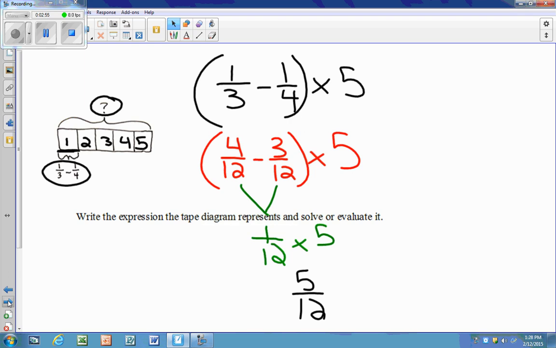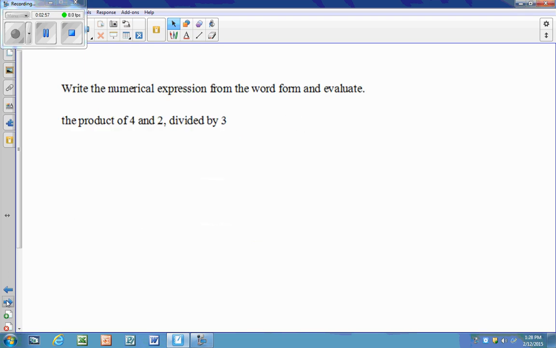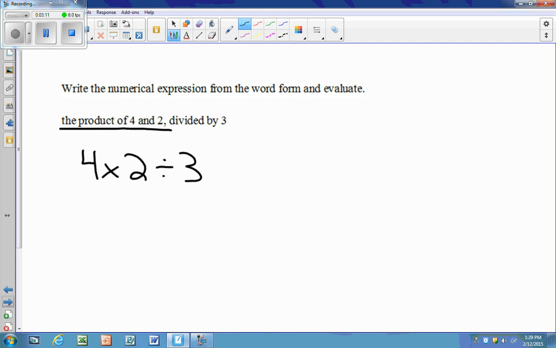So next, sometimes they're given the words, we have the word form, and we have to turn that into an expression. So the first thing says the product of 4 and 2. Product tells me to multiply, and that we're going to then divide it by 3. In this case, I have to put parentheses because I need to know to divide the whole product by 3 and not just 2. So I end up with the 8 divided by 3.